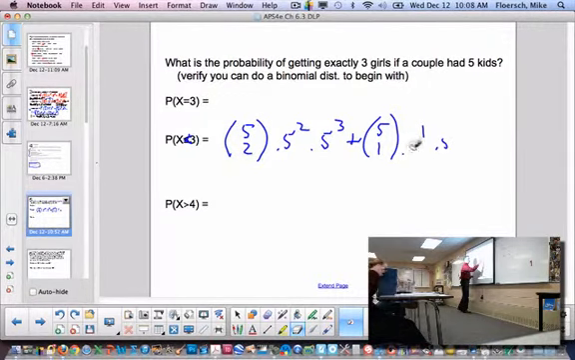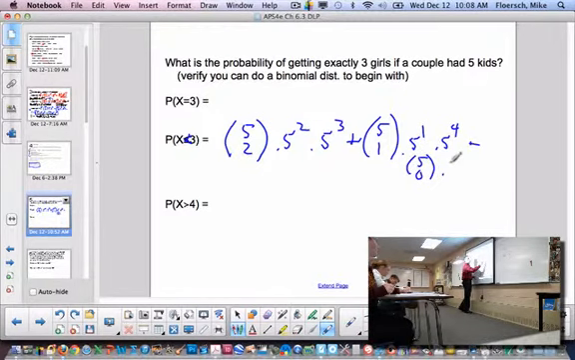succeed is 0.5. Succeeded once, failed 4 times, plus 5 choose 0 times 0.5 to the 0 times 0.5 to the 5th. Okay, so in that case, I could write out the whole thing. Plus.